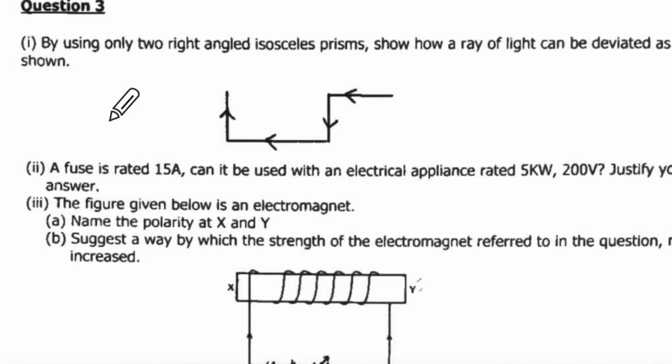Question number 3A. Using two right-angled isosceles prisms, show how the ray can be deviated like this. Now can you see this is deviation through 90 and 90, and this is again 90. So you will have to have one prism like this and the other prism will be like this. But when you draw, it's going to be a little difficult. So first of all, get this first. Can you draw that? Then I'll tell you how to get the diagram so that you will get your full marks.